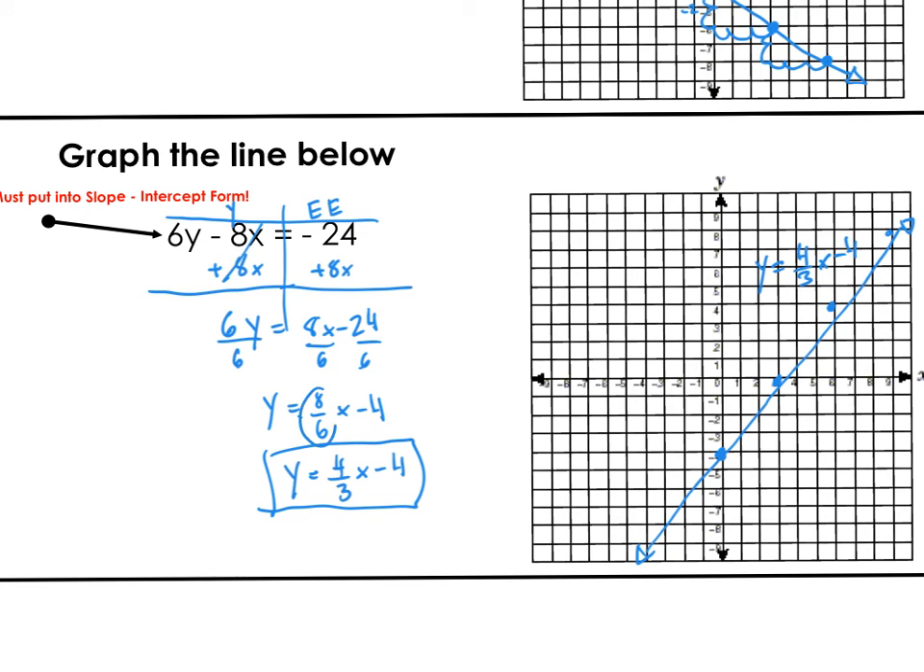You saw that this could be reduced, and so you did. Y equals 4/3 x minus 4. When you graphed it, you started at negative 4 because this over here is your starting point. And then you go up 4 over 3. And that is how it's done. We've mastered it. All right, guys, that's it for this one.